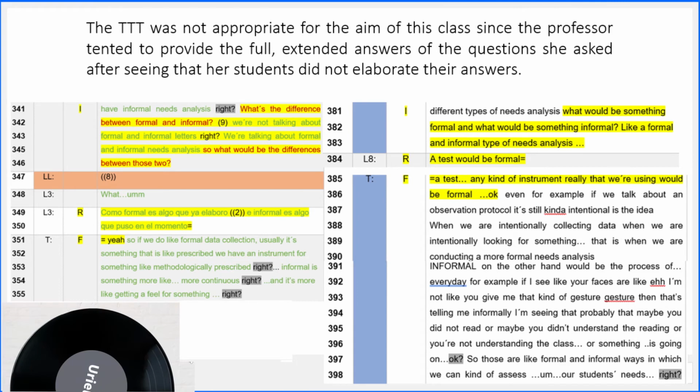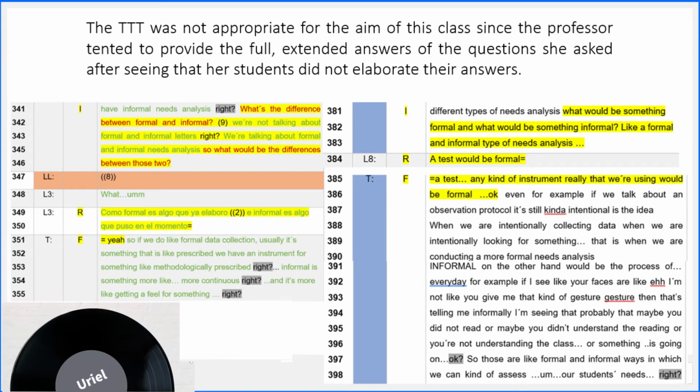We did not consider that the teacher talking time was appropriate for the goal of the class, since even though the teacher gave opportunities to produce output, she provided the full extended answers to the questions after seeing that the learners did not elaborate their answers. As we can see from line 341 to 346, the teacher was asking questions. Then, in 349, a student gave an incomplete answer. After that, the teacher provided the complete answer to her own question.